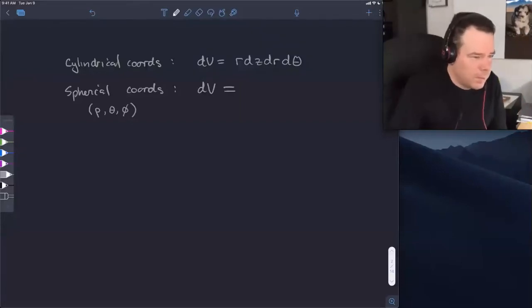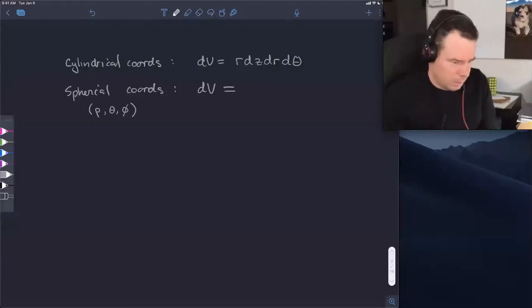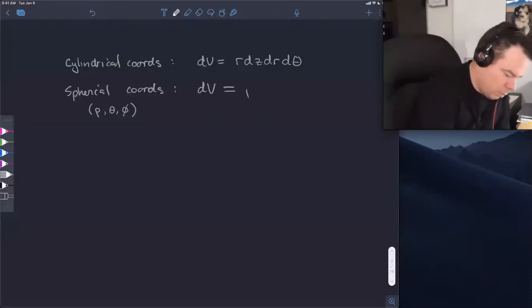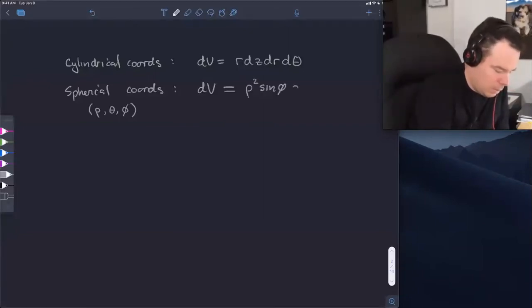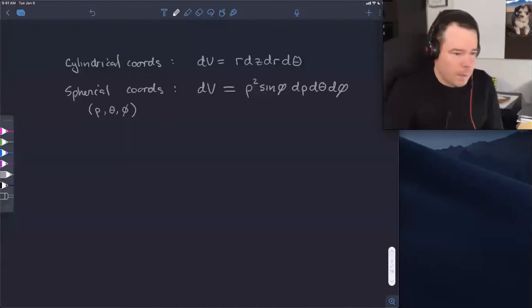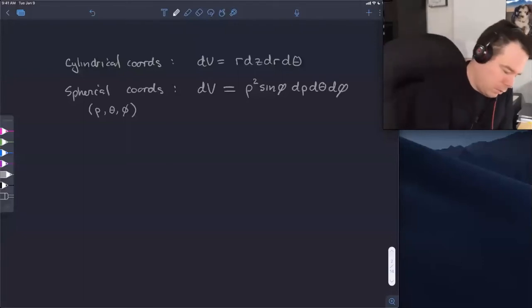Okay, here we go. Closing the poll, revealing the answer. And I'll bring my window over as well. So the correct answer is rho squared sine phi d rho d theta d phi. So that's in spherical coordinates.